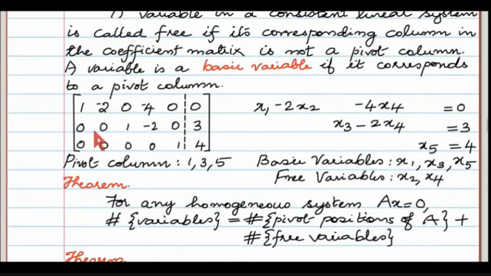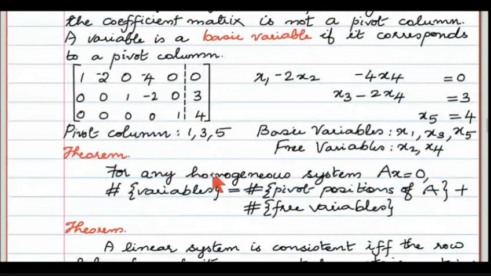To interpret this triangular form, we can go back to the equation notation. x1 minus 2x2 minus 4x4 equal to 0. Then here this is x3 minus 2x4 equal to 3. Finally, x5 equal to 4. So which are the pivot columns? Pivot elements are present in the first, third, and here fifth. These are the pivots. So pivot columns are 1, 3, 5. Which are the basic variables here? Basic variables are x1, x3 and x5. So x2 and x4 are the free variables.